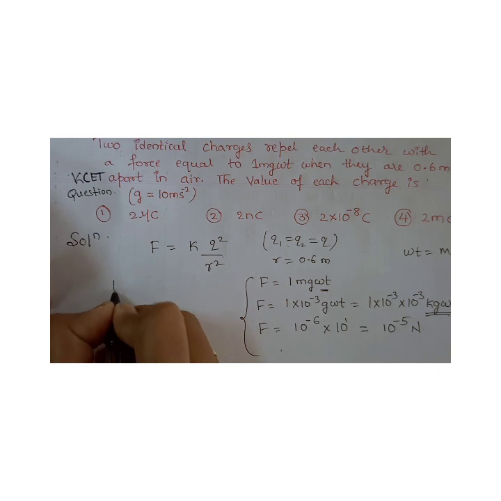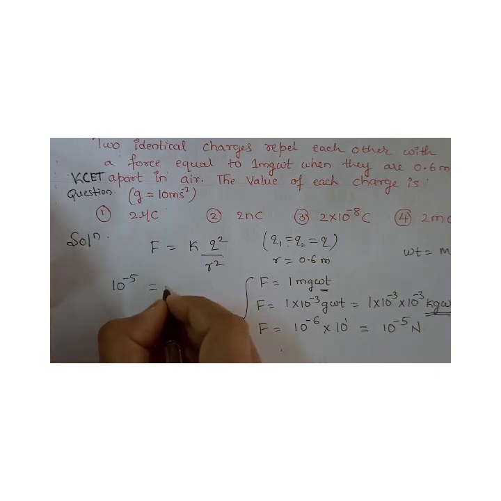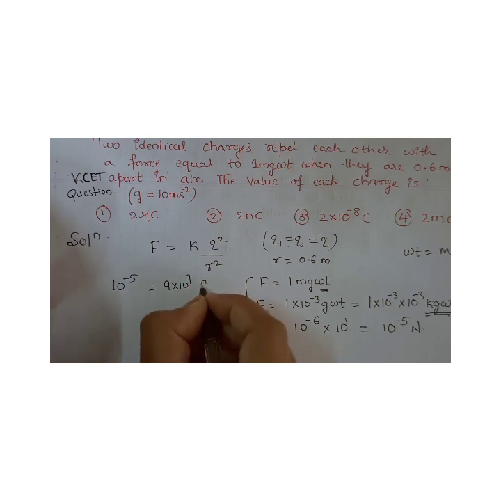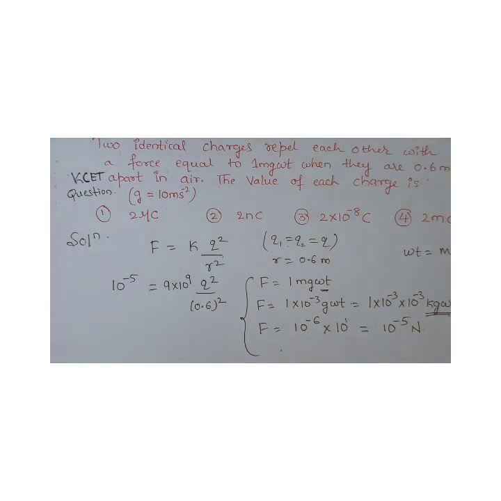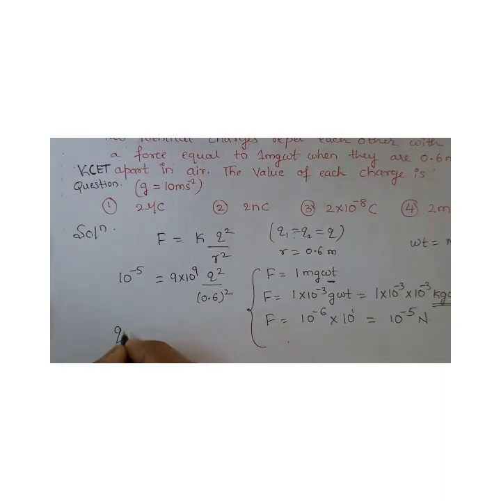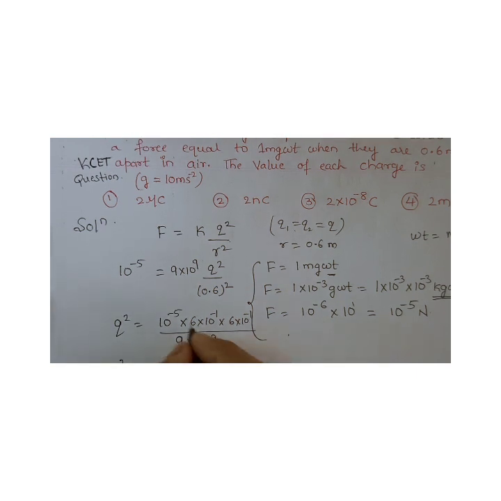Now I can introduce it here. Substitute: 10 raised to minus 5 Newton is equal to K value, 9 into 10 raised to 9, Q square, we have to calculate, R square, 0.6 whole square. Okay, so Q square is equal to 10 raised to minus 5 into, can I write this as 6 into 10 raised to minus 1? Yes, definitely, squared, divided by this quantity. So Q square is equal to 6 sixes are 36 into 10 raised to minus 5 minus 1 minus 2.